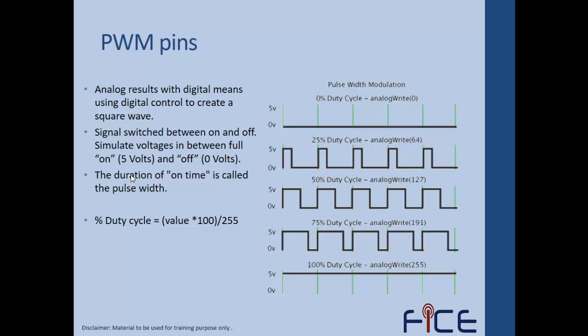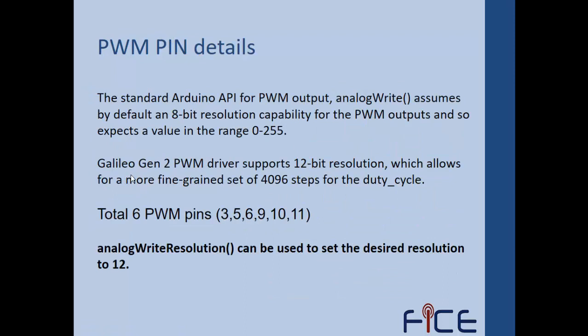If we talk about a 0% duty cycle and consider a 5 volt signal, then the average voltage will be 0. With a 25% duty cycle, the average will be 1.25, then 50% obviously 2.5 volt, then 75% is 3.75, and similarly 100% will be the 5 volt signal. Clear? Now PWM pins, how many pins do we have? We have a total of 6 PWM pins.